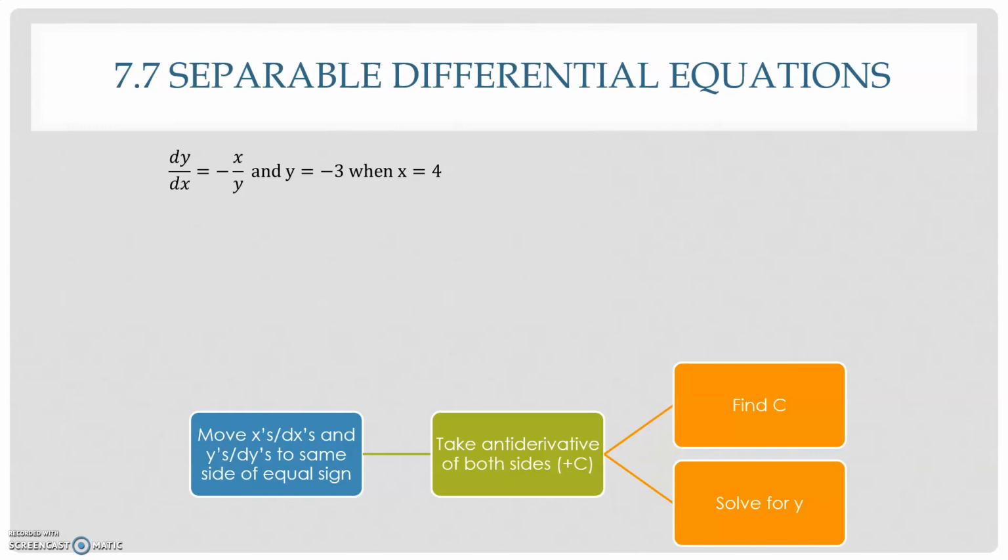So when you have a separable differential equation that actually needs to be separated out, we're going to do the same process. We're going to move the dy dx's over to the same side of the equal sign. We'll take the antiderivative. And then you can solve for c or you can solve for y first. It doesn't matter which one you do first, but you do eventually have to solve for both. Your solution needs to look like a y equals equation, and it must have the value for c in place.